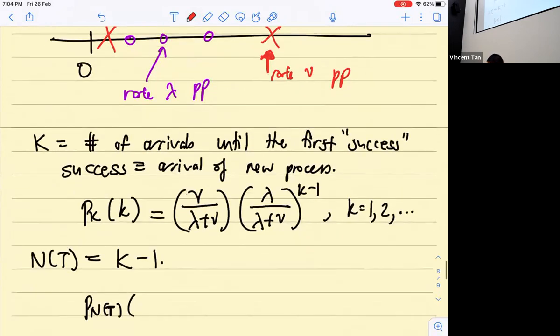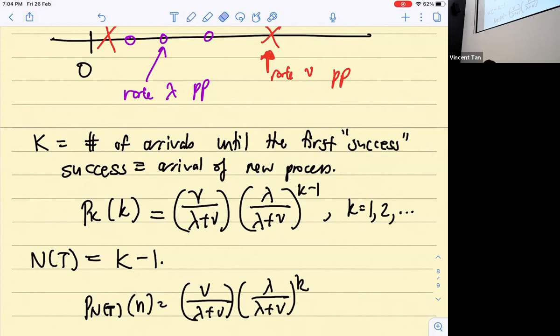You might think this is already N_t, but that is not correct, because this geometric distribution starts from 1. So N_t is K minus 1, and in particular we need to shift this a little to be the following: P(N_t = n) is equal to nu over lambda plus nu, times lambda over lambda plus nu to the power of n, starting from 0.